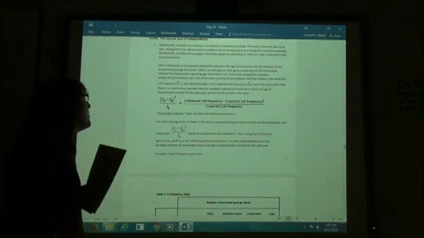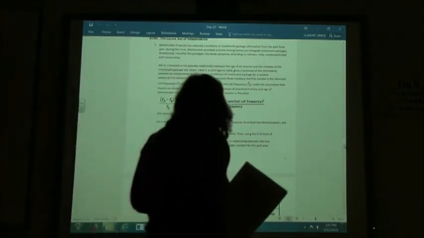The third number is the value that we've been calculating. The numbers labeled total are the totals for the observed frequency. Fill in the missing values for table 1. Round your expected frequencies to at least 2 decimal places and round your other values to 3 decimal places using the 0.10, the 10% level of significance. Perform a test of the hypothesis that there's no relationship between the 2 variables, riskiness of investment choice and age of Westminster investor for this past year.